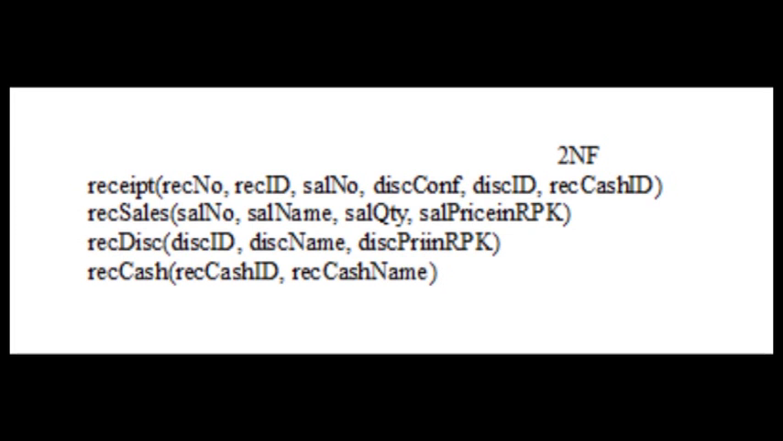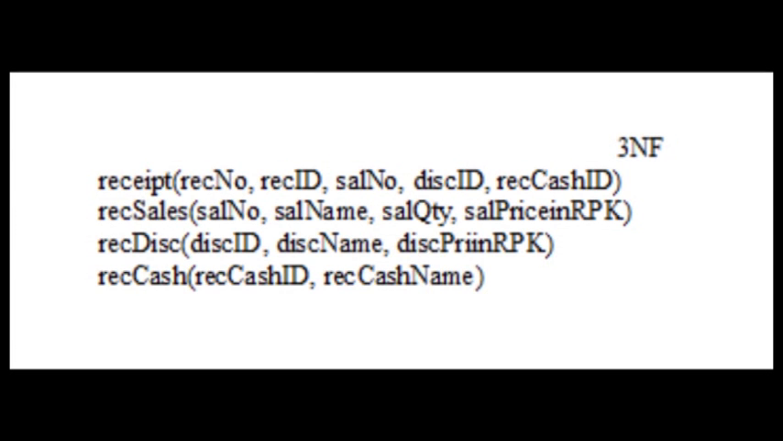So what I do is that I made the sales, discounts, and cashier table into a separate table. As below is the rec sales, or receipt sales. It has sales number, sell name, sell quantity, sell price. The receipt discount has receipt discount ID, discount name, and discount price. And also the cashier, receipt cashier, has cashier ID and cashier name. This is the second normal form of a database.